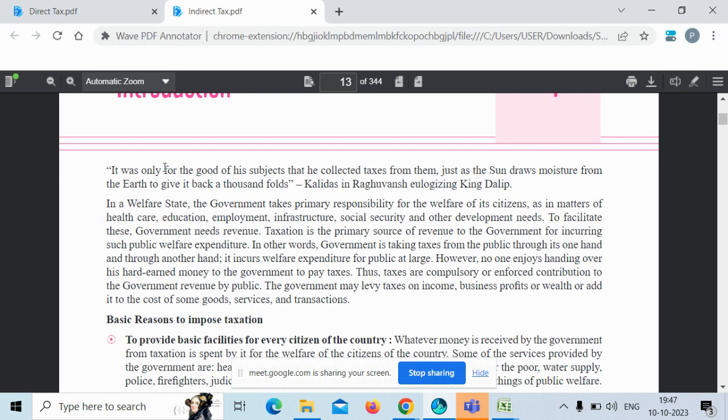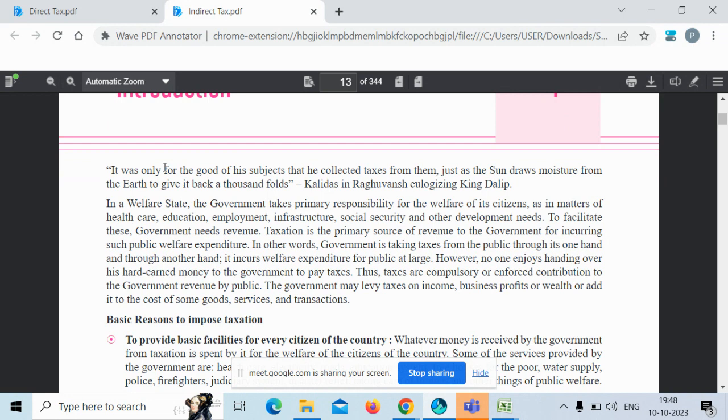In a welfare state, government takes primary responsibility for the welfare of its citizens. Yes, in a welfare state, a country like India, government keeps on taking primary responsibility for the welfare of its citizens, as in matters of healthcare, education, employment, infrastructure, social security, and other development needs. To facilitate these, government needs revenue. Taxation is the primary source of revenue to the government for incurring such public welfare expenditure.